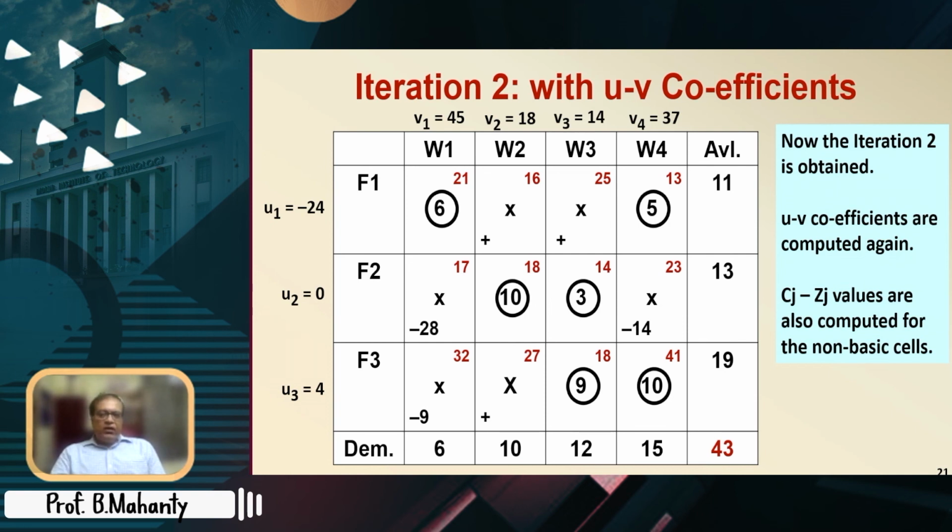We begin with the northwest corner rule, and thereafter we use the UV method to compute the Uis and Vjs. Using these Uis and Vjs, we compute the Cj minus Zj or Cij minus Zij values, and we make some entry. We find the closure, and using the closure, we go to the next iteration. Right? So is it clear to all of you?